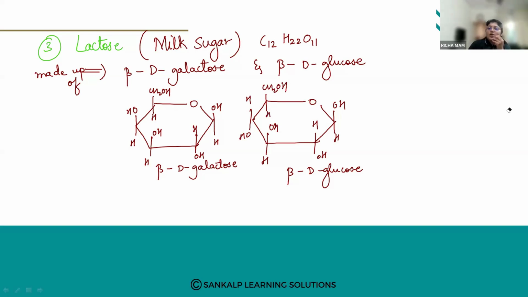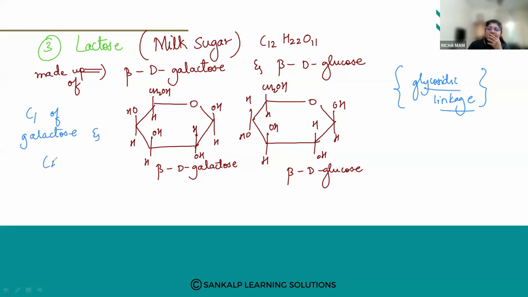Now the bond. So how to link these two? The linkage which is present, again it is a glycosidic linkage. To join these two units, the bond is between the C1 of galactose and C4 of glucose. So this is C1 and this is your C4. So the bond is between these.